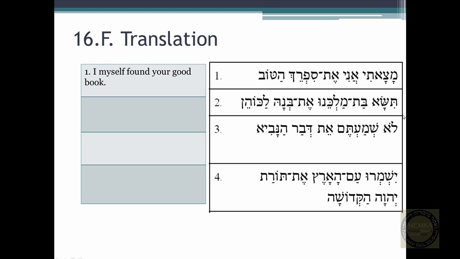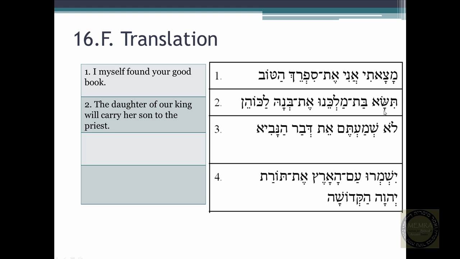Number 2, tisa. We just had this in our parsing. Bat malkenu et bena la kohen. So we have a number of things here. Let's put our translation up. We have our verb form here. We know that's imperfect, again, from our parsing.